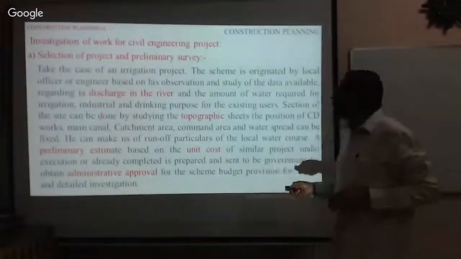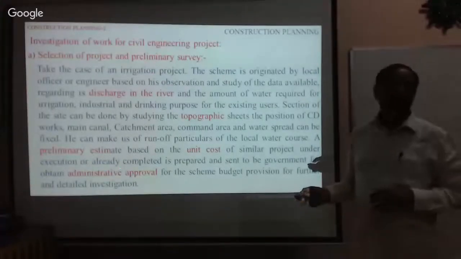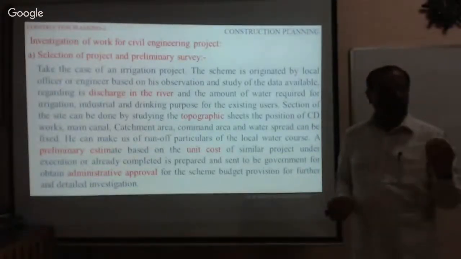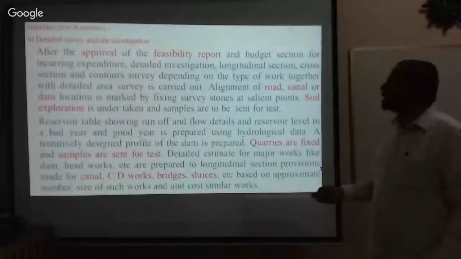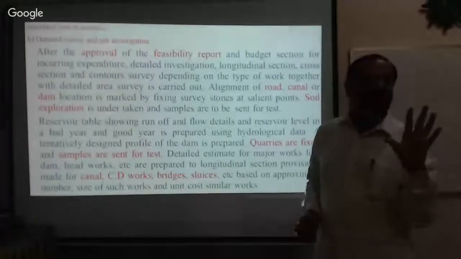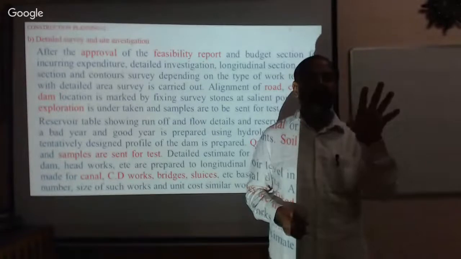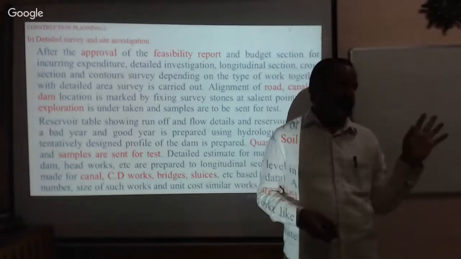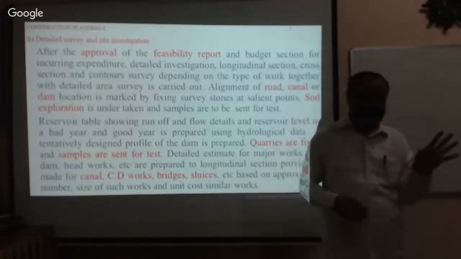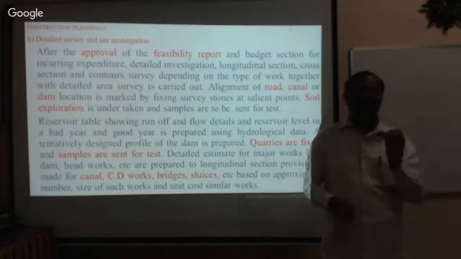This is the first job, that is selection of project and preliminary survey. Very carefully you have to investigate to become a good project manager and to become a good engineer. Isn't that so? After preliminary administrative approval for your tentative project, a tentative project you have prepared based on the unit cost, isn't it? Then you get the approval from the administration.